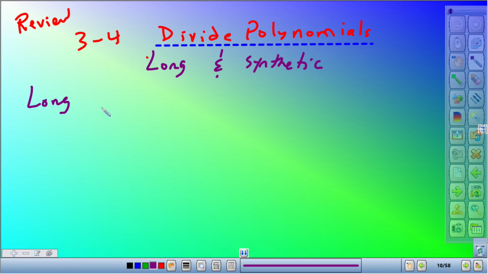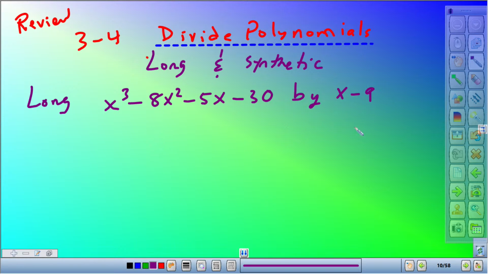Use long division to do x cubed minus 8x squared minus 5x minus 30 divided by x minus 9. Okay, x minus 9. For long division, this is it.